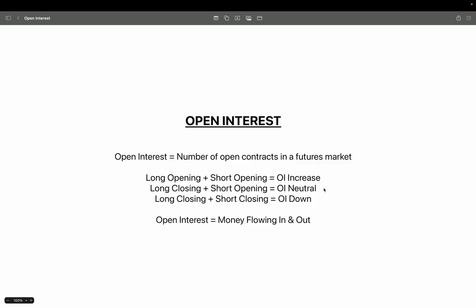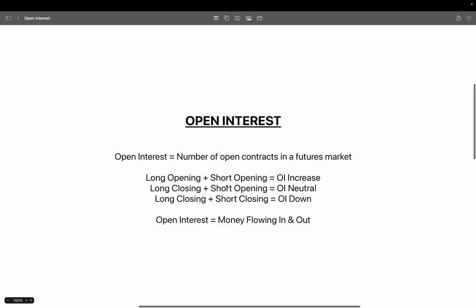So, simple rules of thumb here. If there's a long opening and a short opening at the same time, the open interest will increase. If there's a long closing but a short opening at the same time, the OI will be neutral because I've added, someone else has taken away. And if there's a long closing, if I close, and a short closes, someone else closes, the open interest will go down. Open interest is equal to the money flowing in and out of a market. That's why it's such a valuable tool and can be very, very useful as a trader, because it actually shows you, is more money coming in or going out? Whereas volume, like I said, has great uses for other things, but volume can't tell you, are people staying in the market or not?